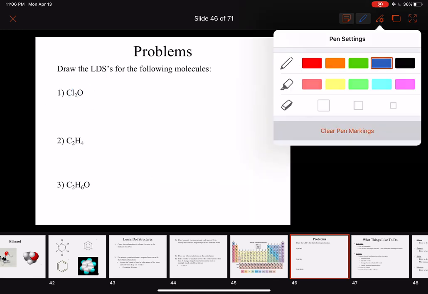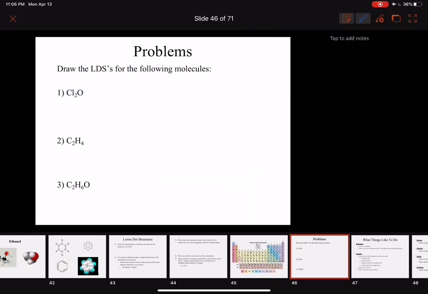Okay, so number 3, we've got C2H6O. So for this one, we're going to follow the rules again, and we're going to say, okay, which atom do we have, and how many valence electrons do we have? So we have 2 carbons, we have 6 hydrogens, and we have 1 oxygen.